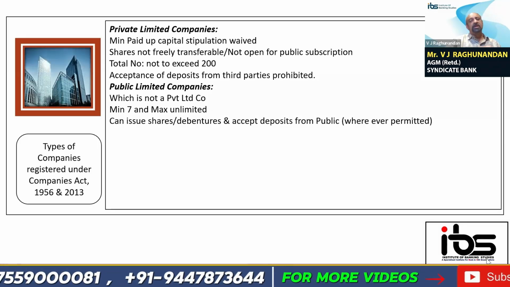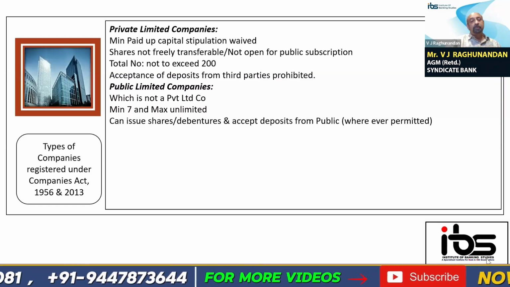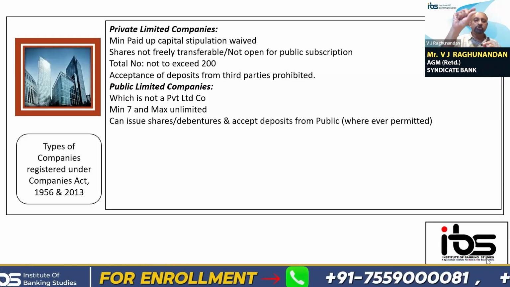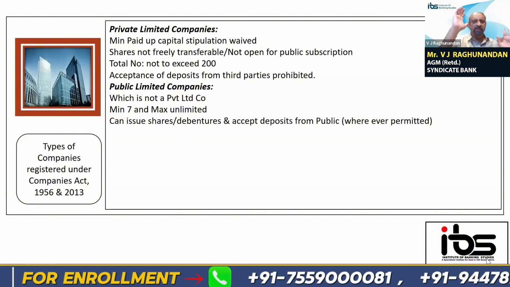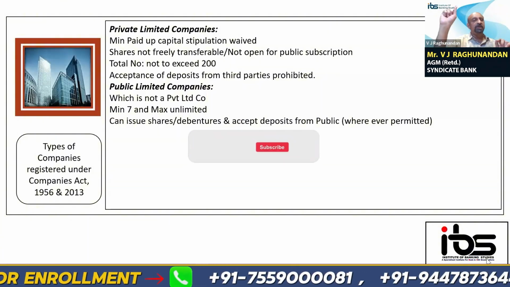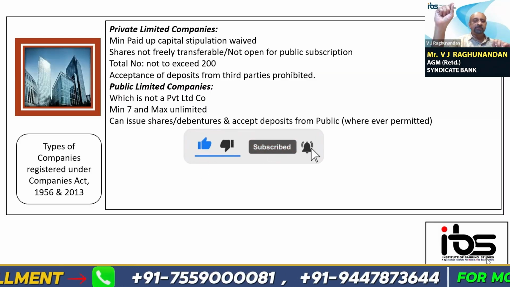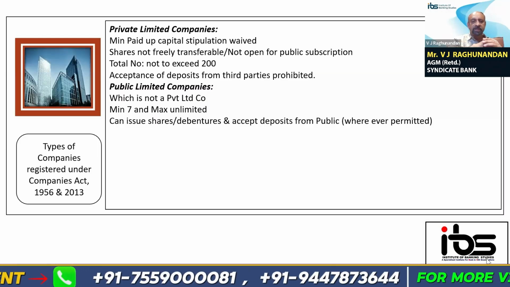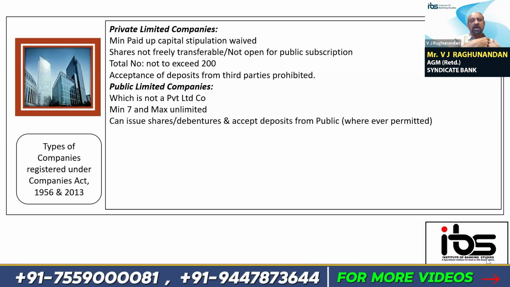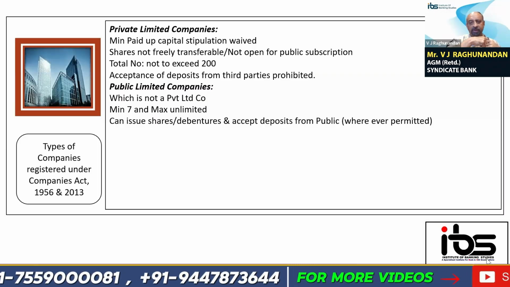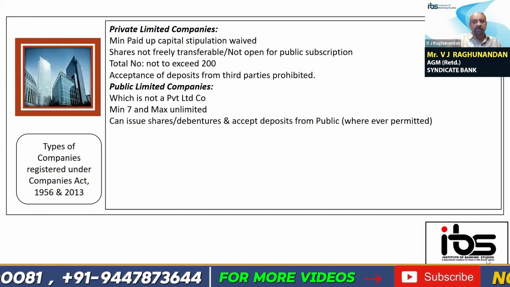A public limited company is one which is not a private limited company, right? Public limited companies will only use the word limited against their names. ONGC, for example, will only use the word limited. They will not use the words private limited, whereas a private limited company has to use the words private limited. Minimum 7 members, maximum no limit. They can issue shares and debentures, and they can also accept deposits from the public wherever permitted. Whereas private limited companies cannot accept deposits from the public, right?